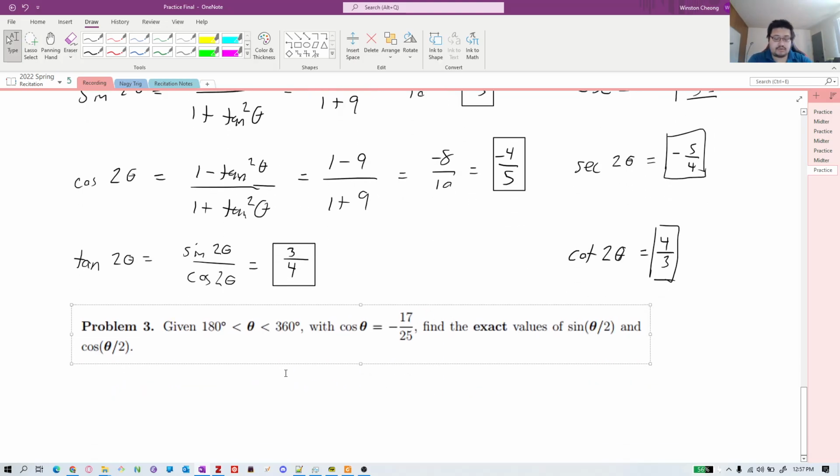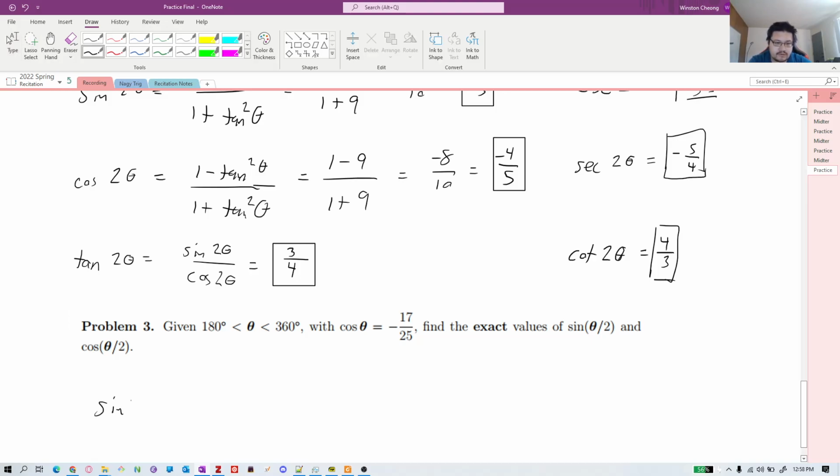Okay. Theta is between pi and 2 pi. Cosine. So this specifies an angle, and we want to find the values of sine of theta over 2 and cosine theta over 2. So we expect to use the half angle formulas. And then remember that with the half angle formulas, you've got this plus or minus that you need to disambiguate. Okay. Well, let's start by writing out the half angle formula.